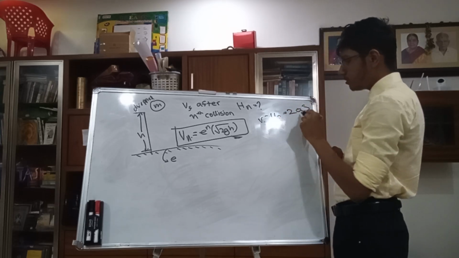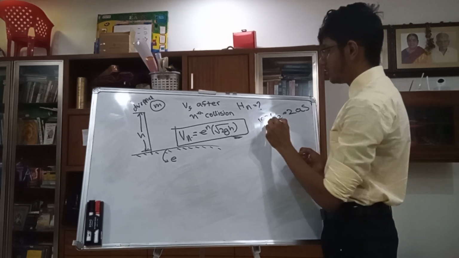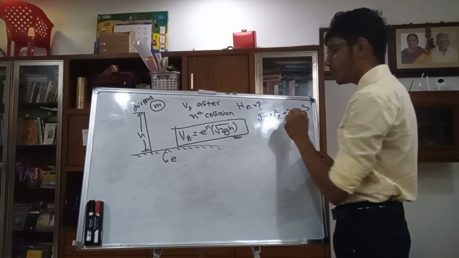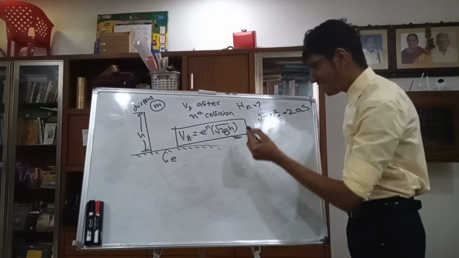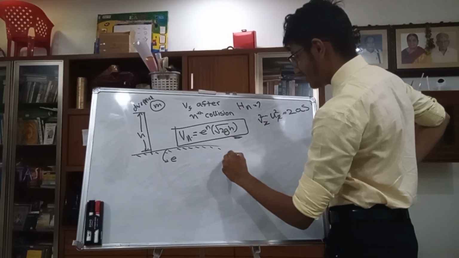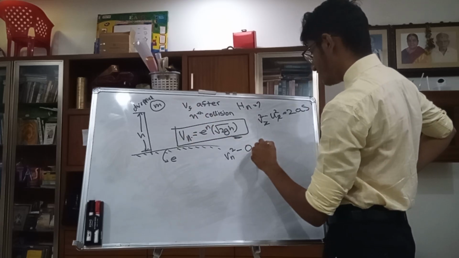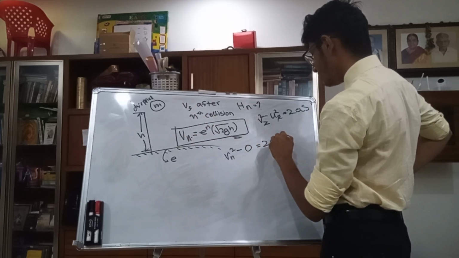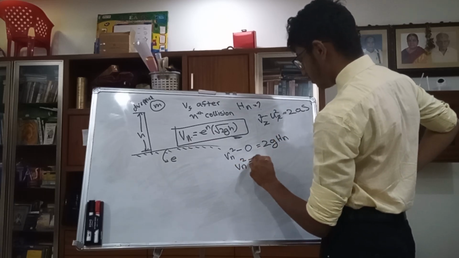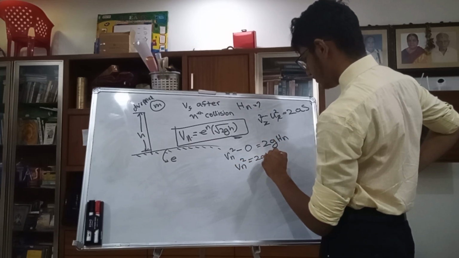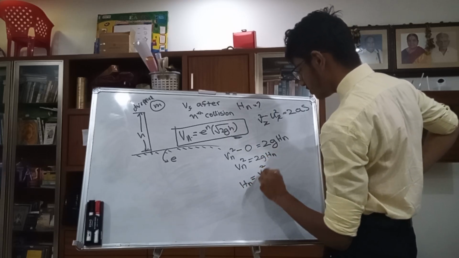Here also, why am I using this formula? Acceleration is constant, so I can use the direct formula. V square is nothing but vn square. U square is nothing but 0, since it's dropped. 2 times g times the height, which is hn. So I can write vn square equal to 2g hn. So the height at the nth collision will be vn square by 2g.